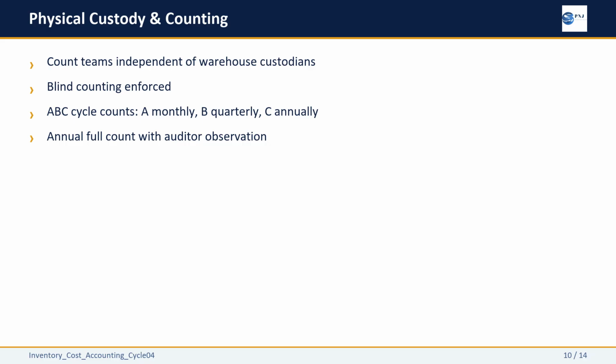The defense pairs custody with counting. Count teams are independent of the regular warehouse custodians, and blind counting is enforced so counters cannot simply confirm the system figure. The detective layer is an ABC cycle count program. A items monthly, B items quarterly, C items annually, plus an annual full physical count observed by the auditor. Independence is the whole point here.